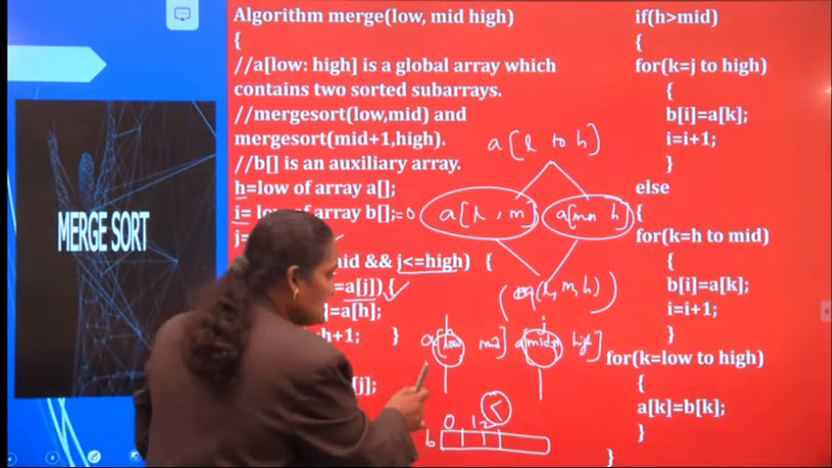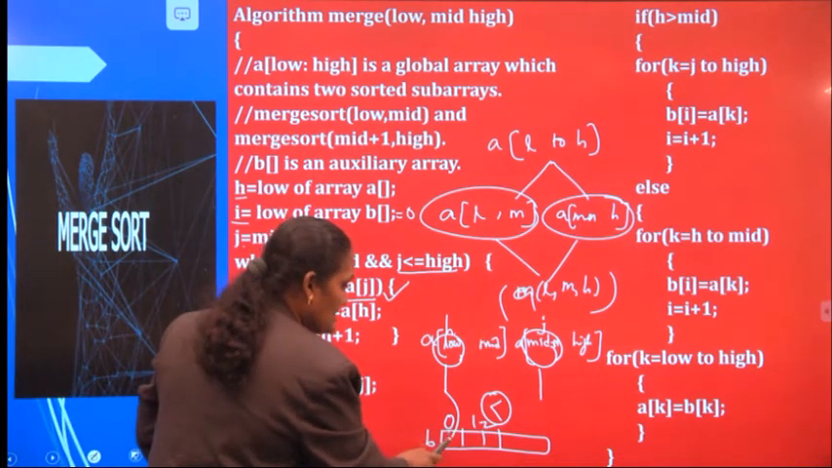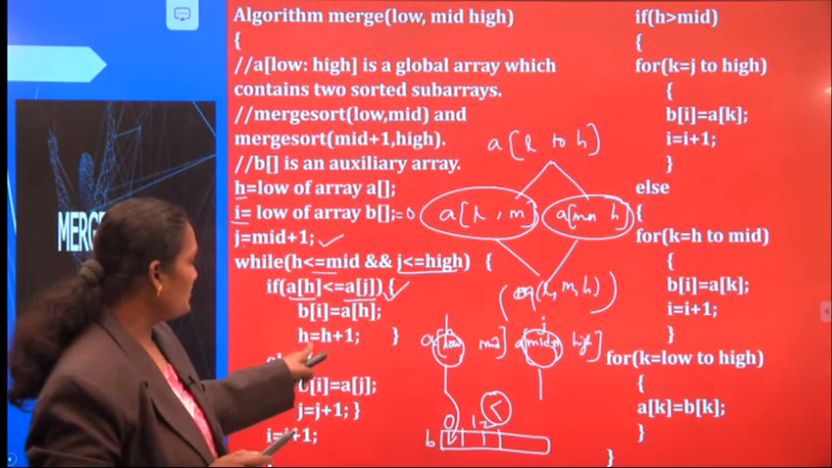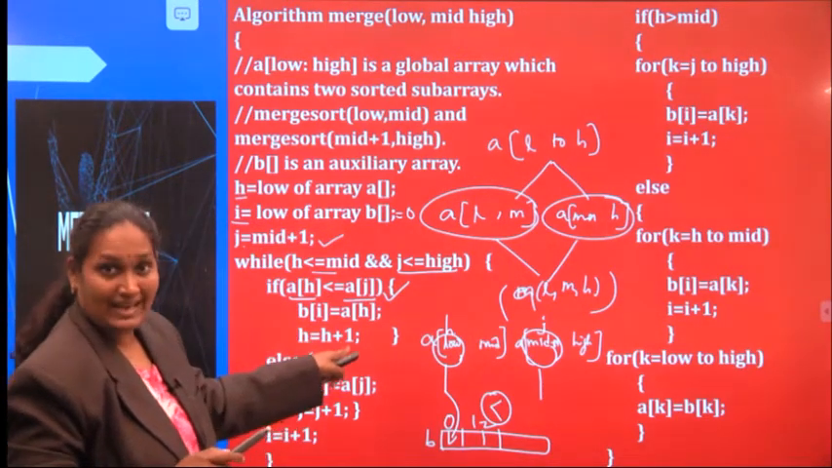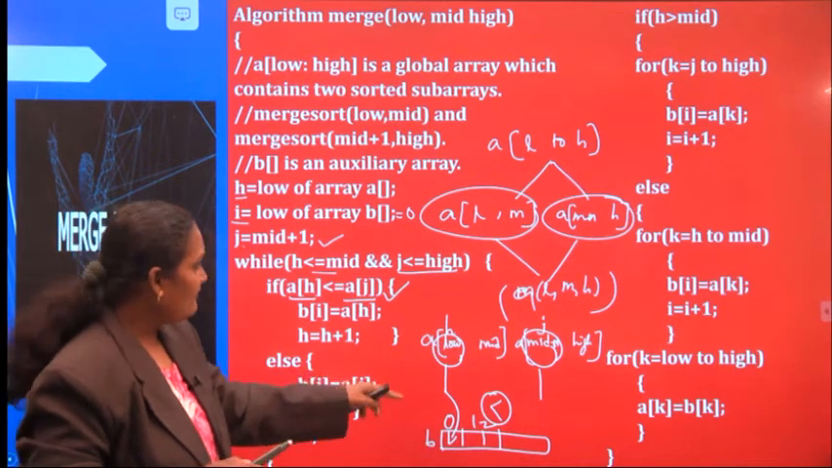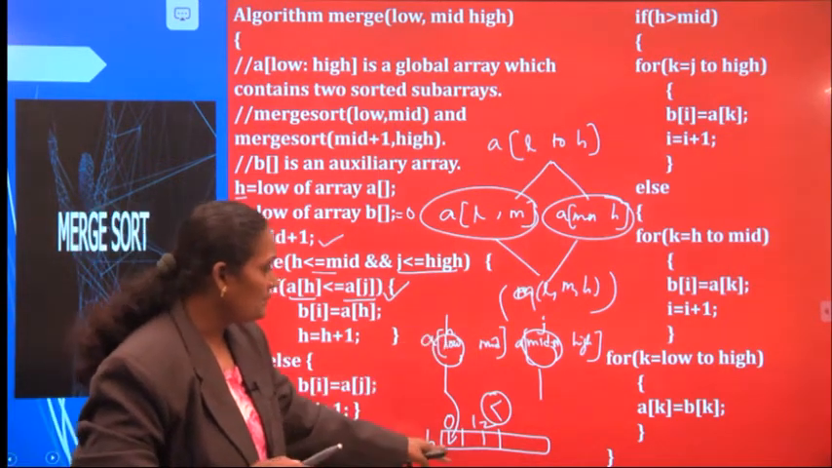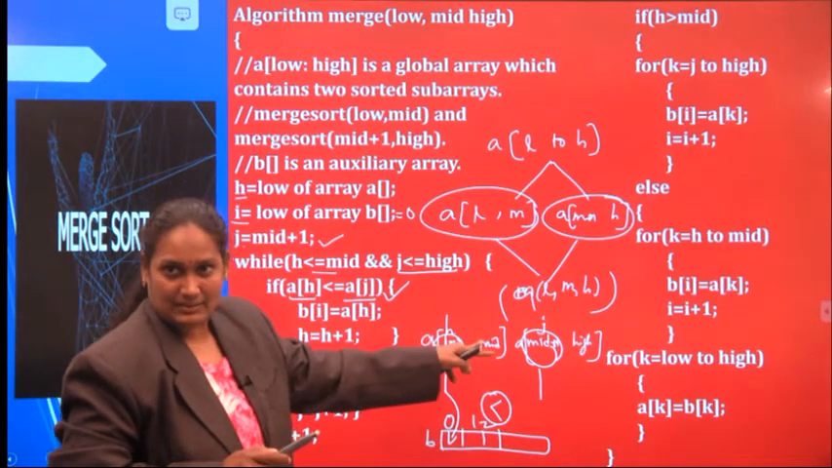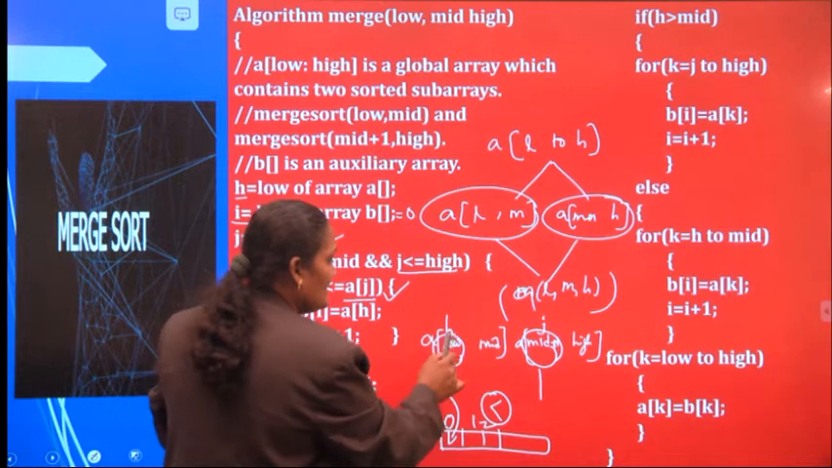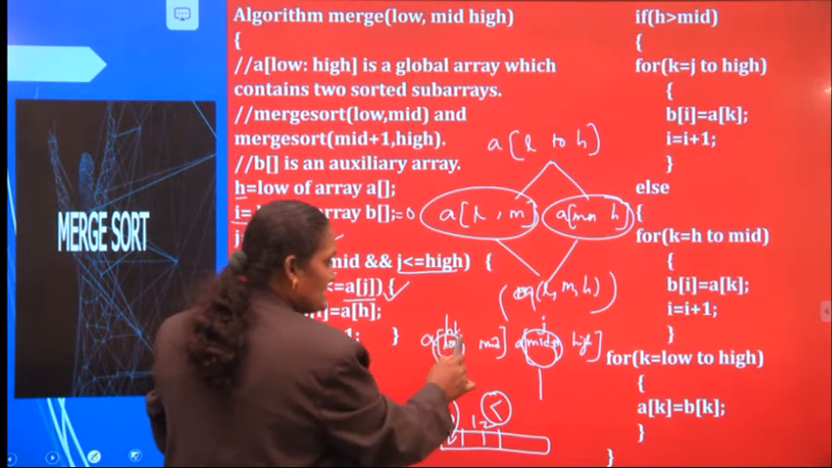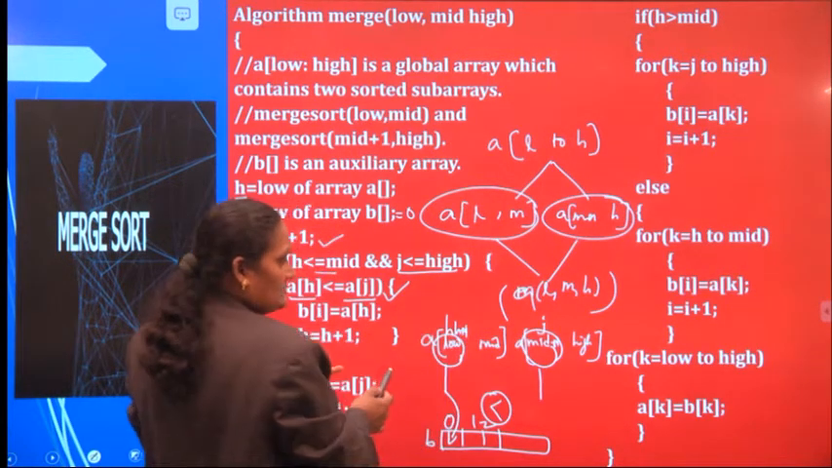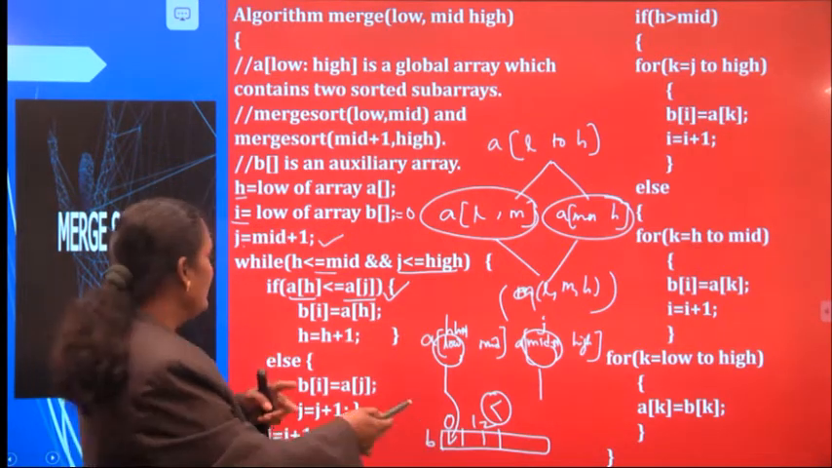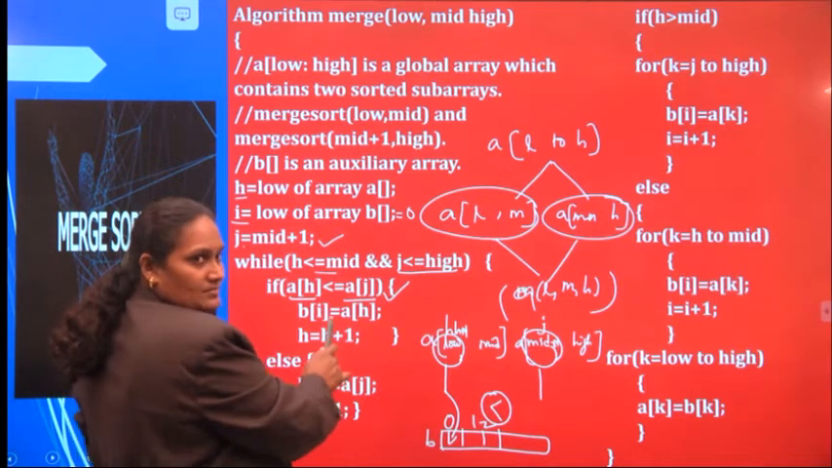Since A of H is less in value, we are passing this value to B of 0. Now after that, what am I doing? The H value is incremented. Why am I incrementing the H value? Which value is passed to B? From that subarray we need to consider the next element. What becomes the next element? The first element is H. The next element is H plus 1. So to consider A of H plus 1, that is the next element, we are incrementing H.